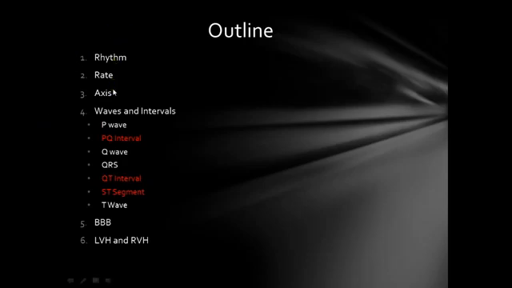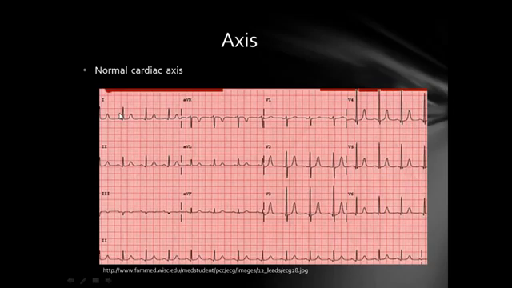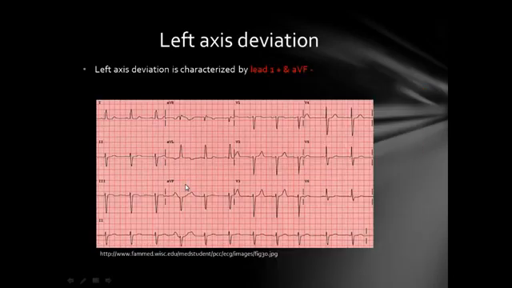Now let's check the axis of the heart. The normal cardiac axis means the average direction of spread of depolarizations through the ventricles. So normal cardiac axis is to have both lead 1 and AVF upwards. You can see here lead 1 is upwards and AVF is upwards. This is called normal cardiac axis.